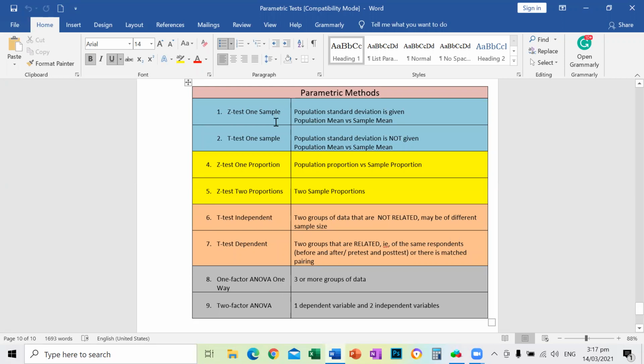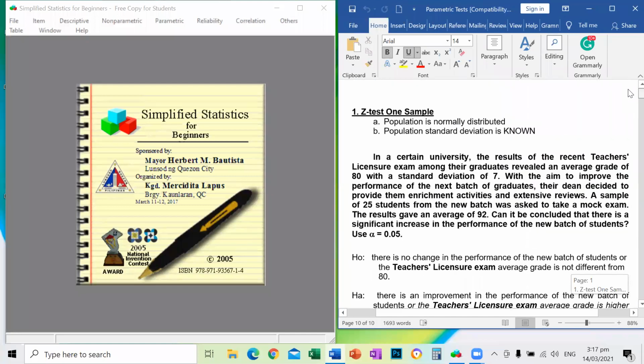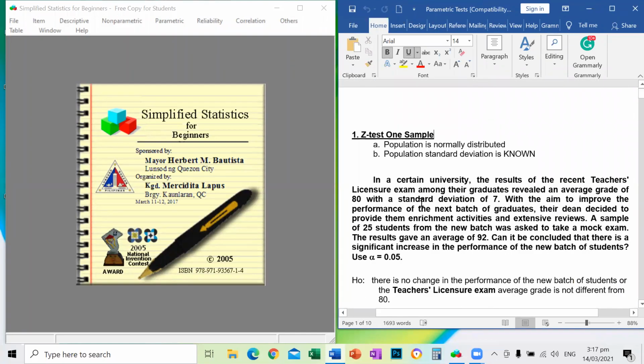Let's start with Z-test one sample. We will be doing the computation with the aid of this software, SSB. Z-test one sample is a test used to determine the difference between the population mean and the sample mean. This is applied for one group data or a test on one mean.